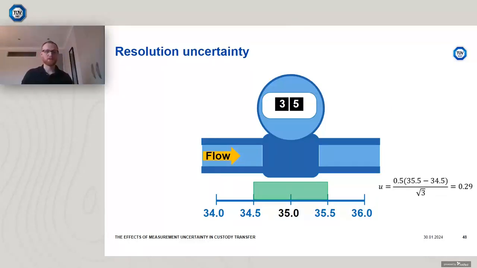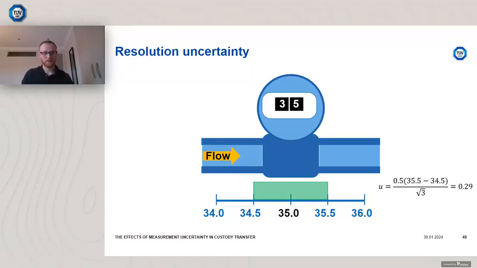So an example of this is resolution uncertainty, and this makes it clear why rectangular distributions are used. If we've got a flow meter that's measuring 35, really the value that it's measuring could be anywhere between 34.5 and 35.5. It could equally be very close to 34.5, as it could be right on 35. So we need to assume a rectangular distribution in this case.